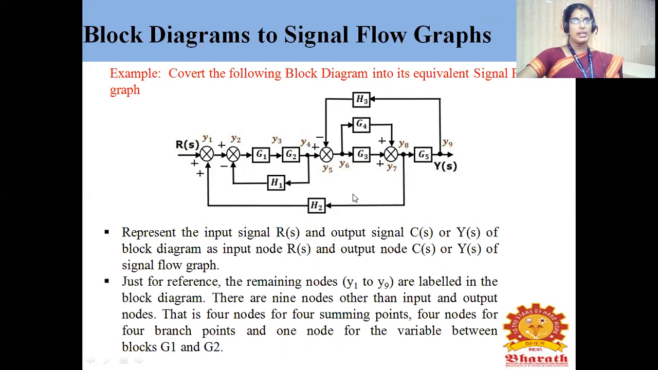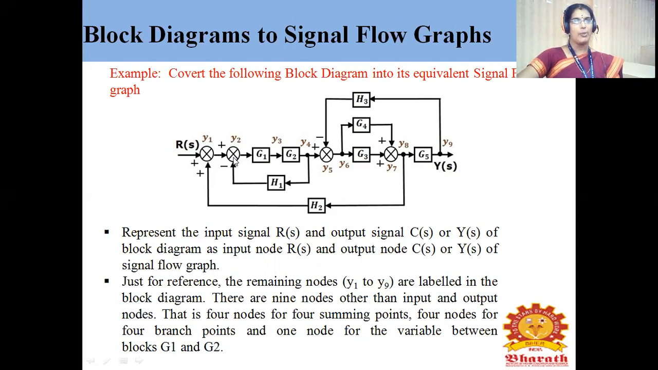As soon as they give the block diagram, what we have to do is first check how many summing points, blocks and branch points are available. For any system, there will be an input and an output. Here, the input is represented as R of S, the reference signal, and the output is represented as Y of S or C of S, the controlled signal. First draw a straight line connecting the input and the output. The first node we have is the summing point, so we keep one node here and mark it as Y1.